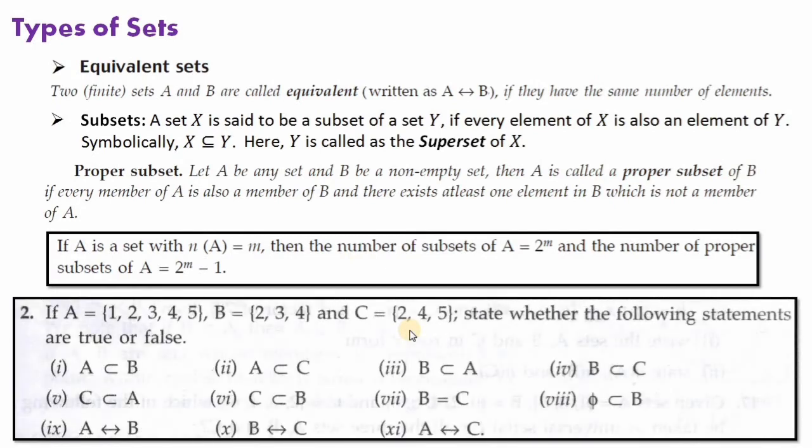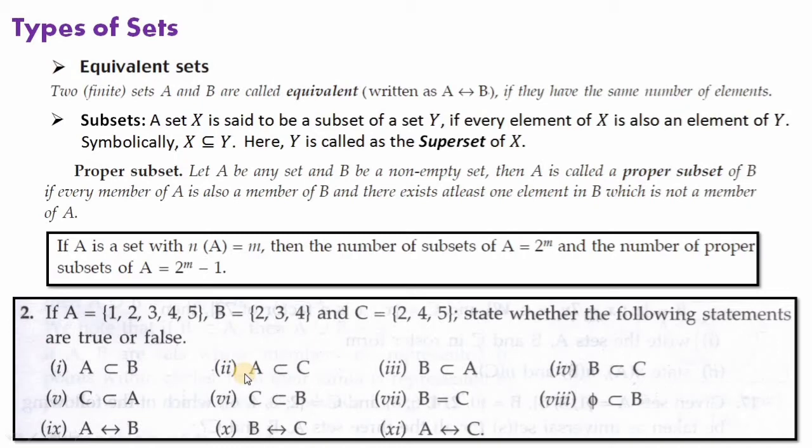All right, now let's take this problem. Let's observe the given sets carefully. A is given to be this, B is given to be this, and C is given to be this. State whether the following statements are true or false. First, A is a subset of B. Kindly see whether every element of A is a part of B. No, right? Because 1 is not present in B. So that's why I can say that A cannot be called a subset of B. So number 1 is false.